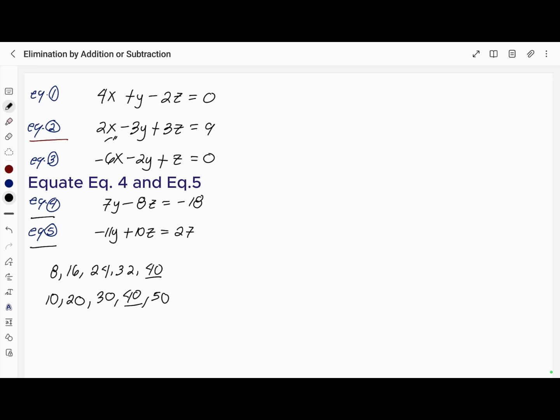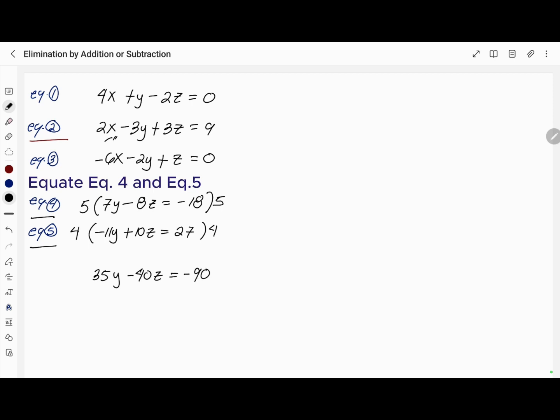For equation 4, we will multiply it with positive 5. Then for equation 5, multiply with positive 4. As you can see, we don't have a negative multiplier because variable z in each equation already has opposite sign. Okay, so for equation 4, 5 times 7, that is 35y. Then 5 times negative 8, negative 40z. Then 5 times negative 18, that is equivalent to negative 90.